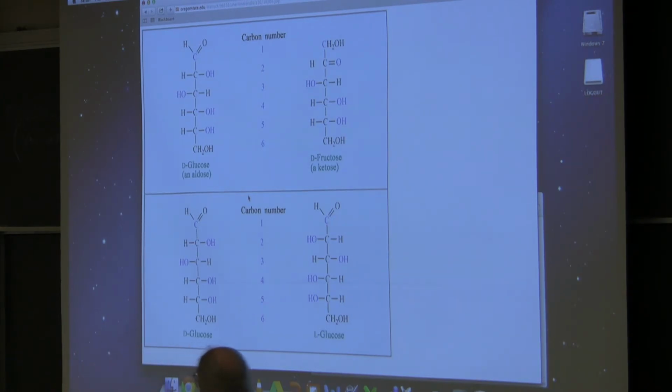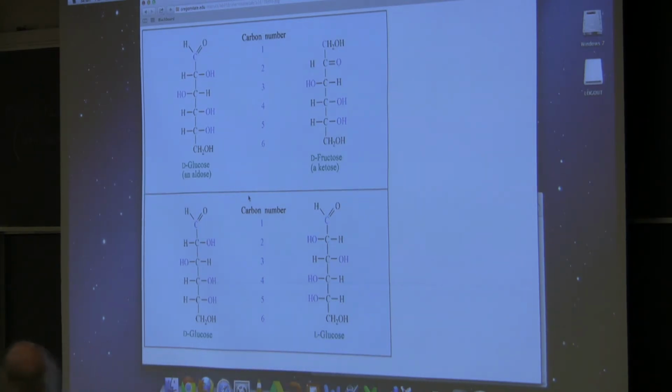L-glucose is the mirror image of D-glucose. Well, if we add these up, there are 2 possible positions for this hydroxyl, 2 possible positions for this, 2 possible positions for this, and 2 possible positions for this. That means we've got 2 to the 4th possible different aldohexoses, or aldoses.